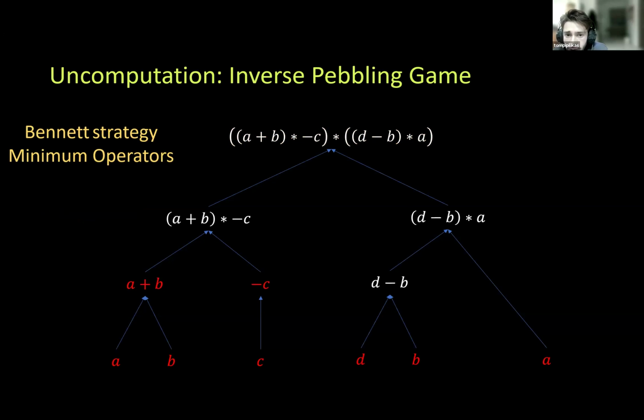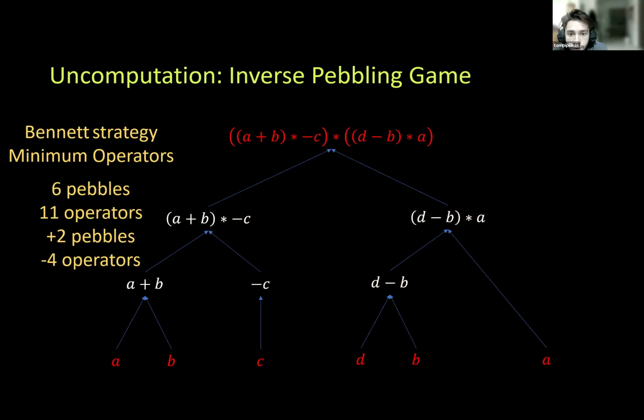A minimum number of operators. This strategy pebbles the whole circuit, the whole arithmetic tree, and then unpebbles it. In this implementation, we used 6 pebbles and 11 operators. That is 2 more pebbles and 4 fewer operators. The second strategy contains a smaller number of qubits because each pebble requires some qubits. So it is worse according to width, but it's better according to depth.